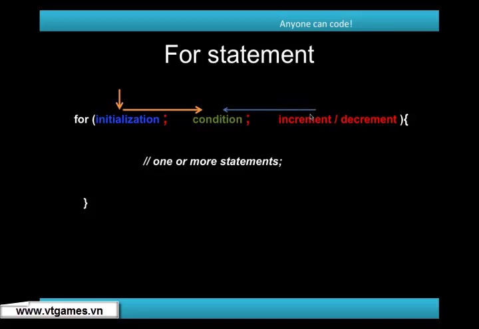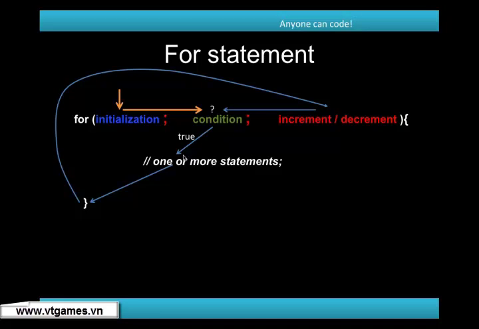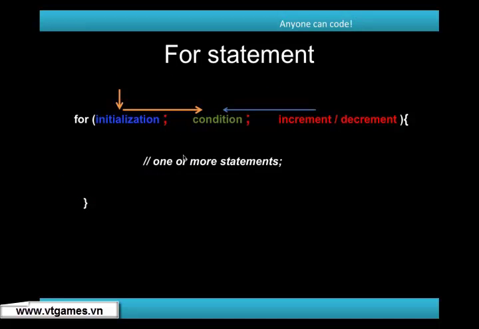And if the condition remains true, it's going to continue to execute the statements another time, and get back to the for loop. Again it gets back to the increment/decrement, but not the initialization statement, and it checks the condition again. If it's true, it continues to execute the statements and get back to the increment/decrement. And when it checks the condition again, if the condition is false, it's going to finish this loop. That is the way the for loop works.